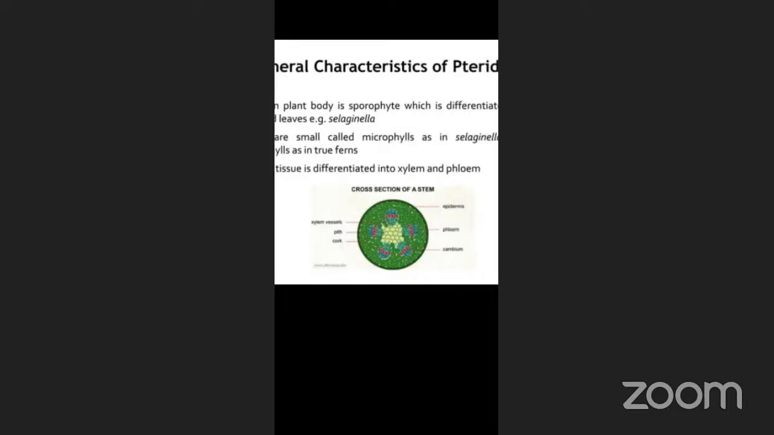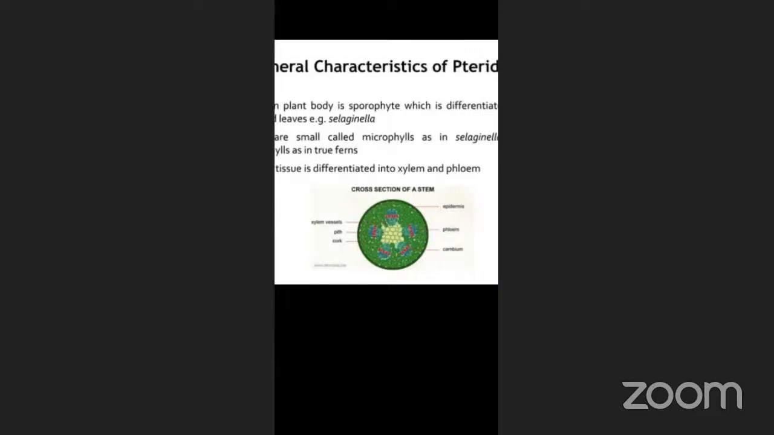So here another is the lack of vessels in both groups. Vessels are lacking in Pteridophyta and gymnosperms, except the Gnetales group. The Gnetales group has vessels. In all the remaining gymnosperms and pteridophytes, vessels are lacking. So these are some similarities between the Pteridophyta and the gymnosperms. Some dissimilarities are there.